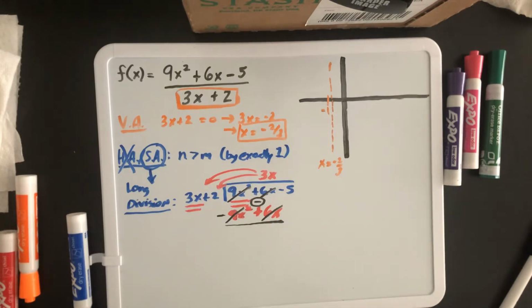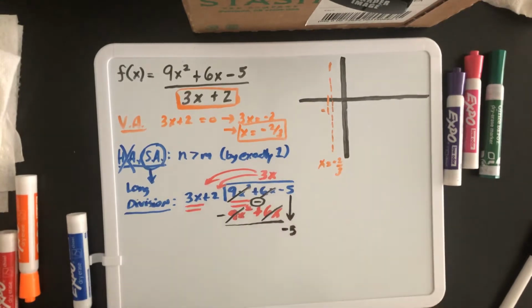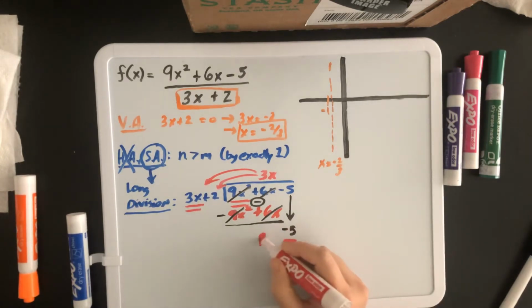So what we notice here is that we have 3x as our first term here, and now we have a 0. But if we were to bring down our next term of negative 5 and repeat the process, notice that 3x times what gives you negative 5? Can that happen? No, because you don't have an x anymore, do you? So this is what we would call our remainder.